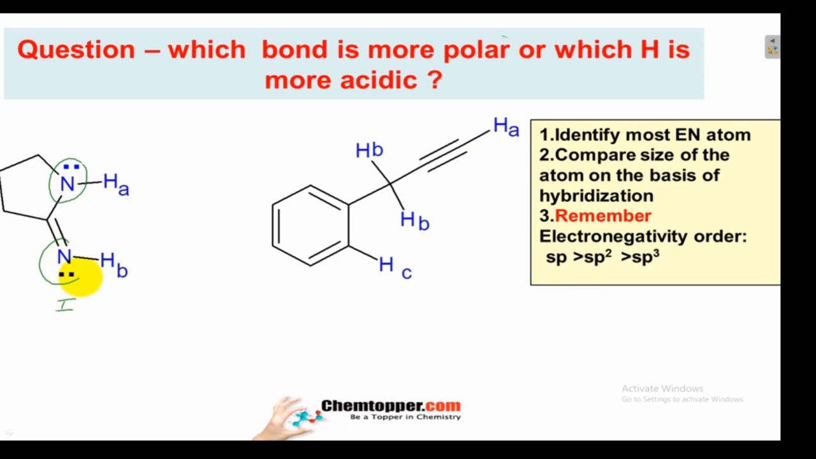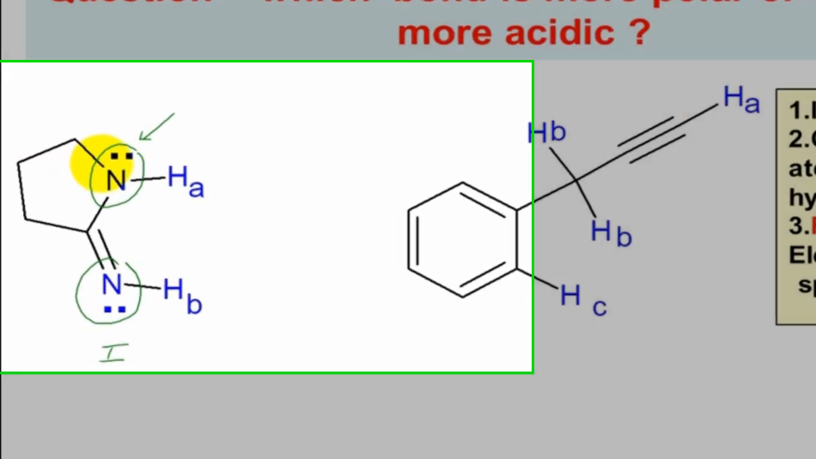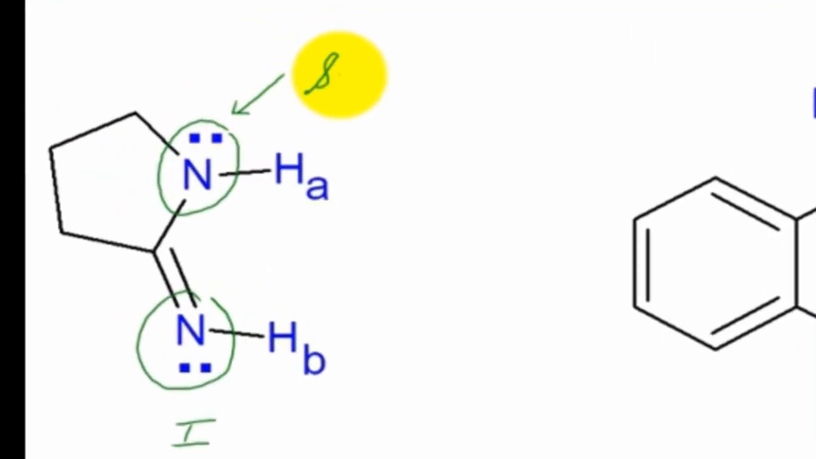Now we have two nitrogen atoms. So we have to compare their hybridizations. On this nitrogen, there are 3 sigma bonds and 1 lone pair. So it is sp3 hybridized because it needs 4 hybridized orbitals to accommodate 3 sigma bonds and 1 lone pair. And in this nitrogen, there are 2 sigma bonds and 1 lone pair. So we need 3 orbitals to accommodate 2 sigma bonds and the lone pair. So it means this nitrogen is sp2 hybridized.